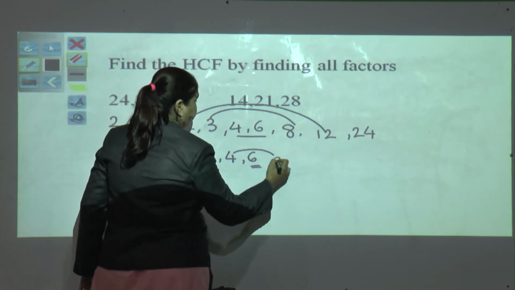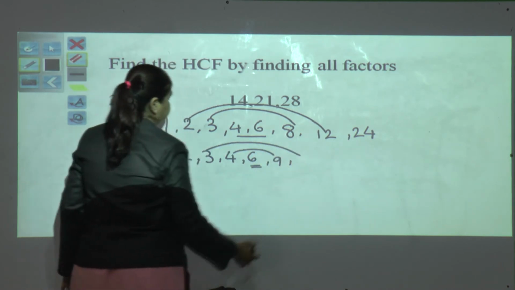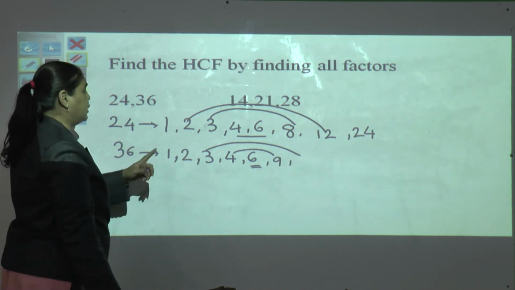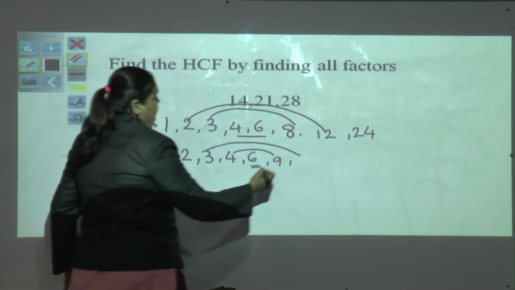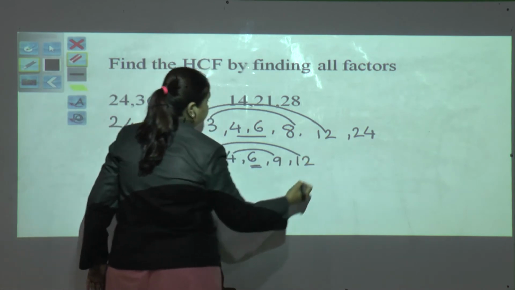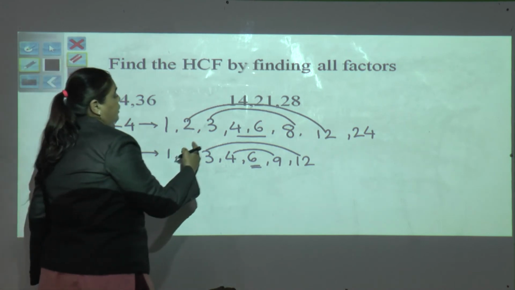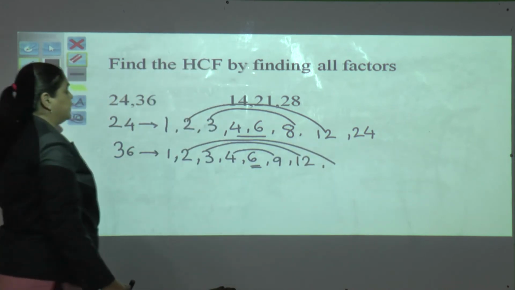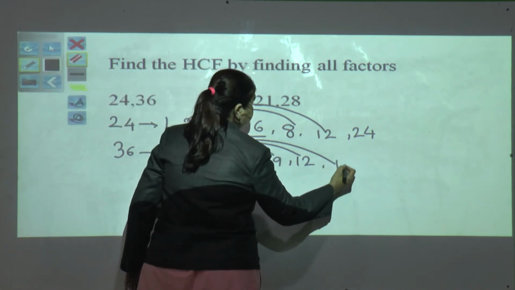9 4s are 36, and 3, how much are 36? Yes, you know the table. If you don't know, you can do the division there. So here 3 1s are 3, 12 3s are 36, and this is 3 2s are 6. 12 3s are 36. And 2, how much are? 18 2s are 36.